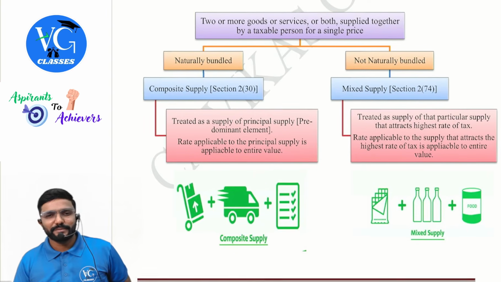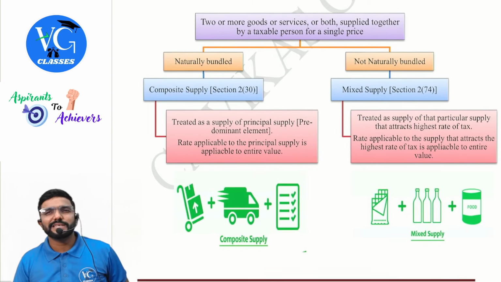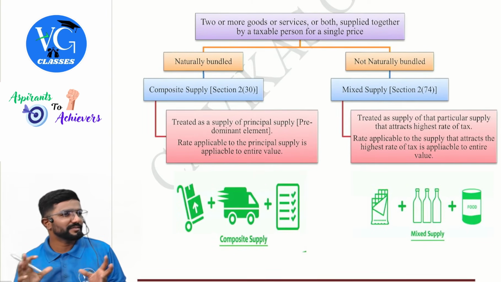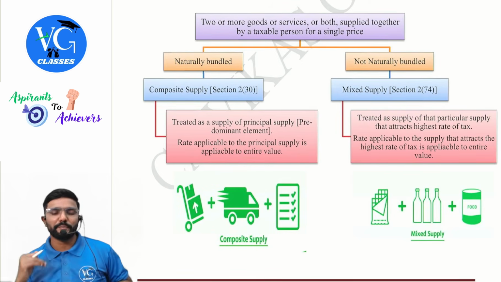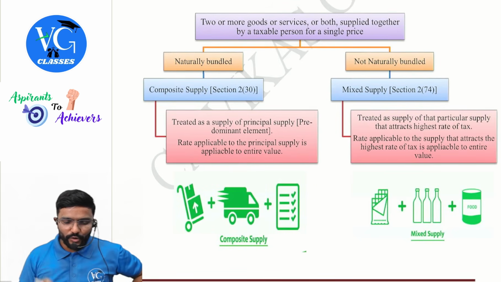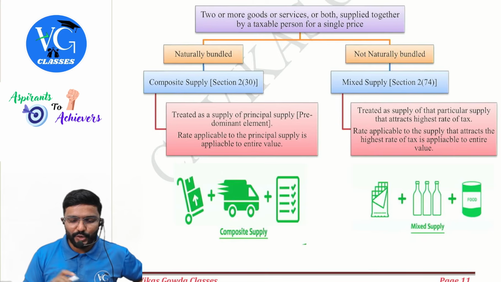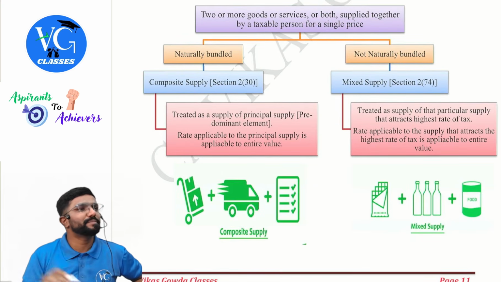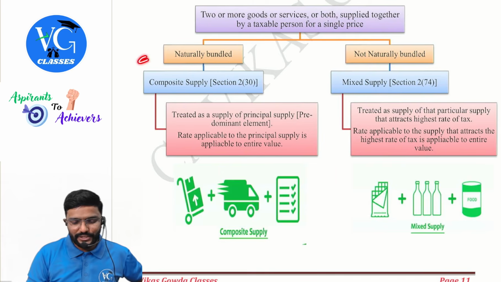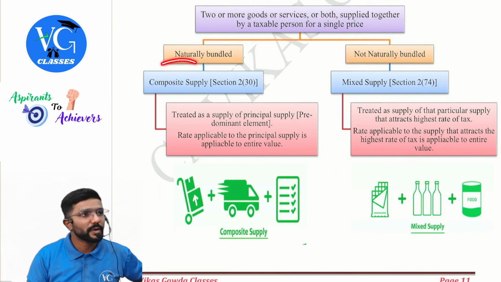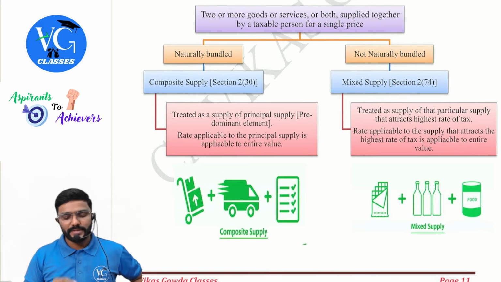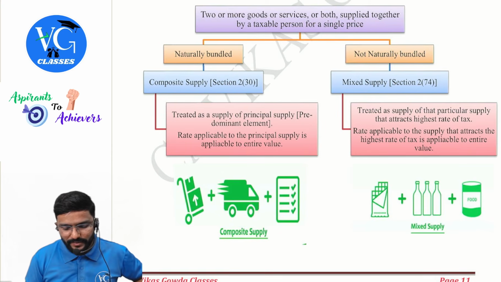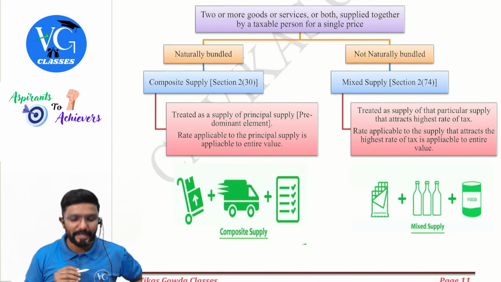Next, coming to composite supply, along with some examples. I have tried to give a picturesque image wherever possible, guys, so that you also can connect to the topic. Two or more goods or services are both supplied together by a taxable person for a single price. If it is naturally bundled, we call it a composite supply. Then it is treated as a supply of the principal supply, which has the predominant element.